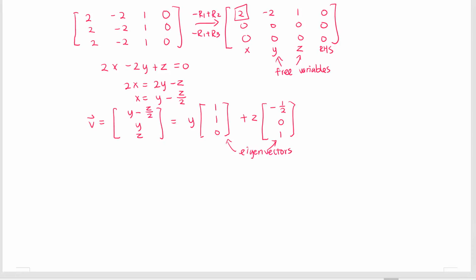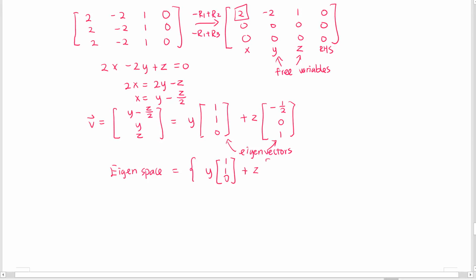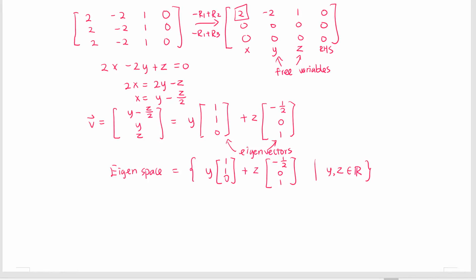Okay, so what is the eigenspace? The question is asking for the eigenspace. The eigenspace is generated by these two eigenvectors, such that y and z are real numbers. So this is how we express the eigenspace.